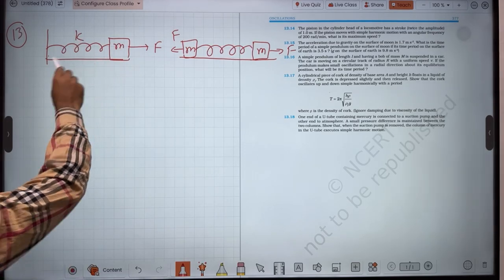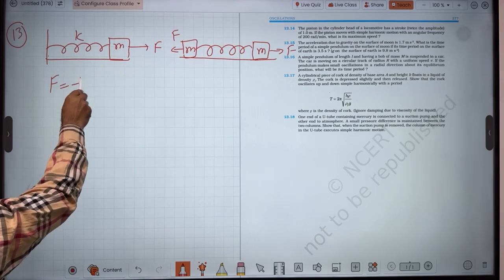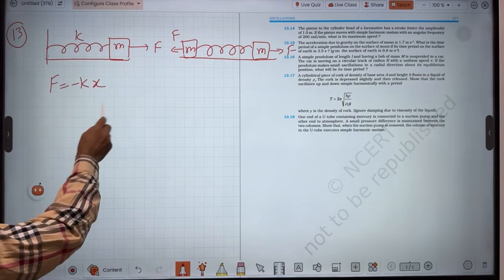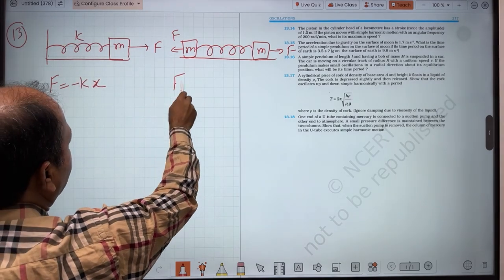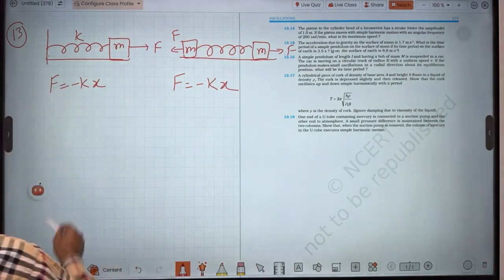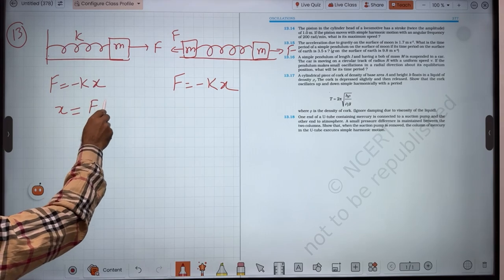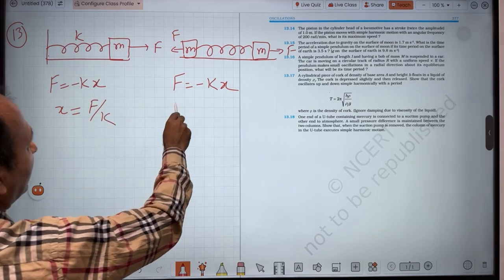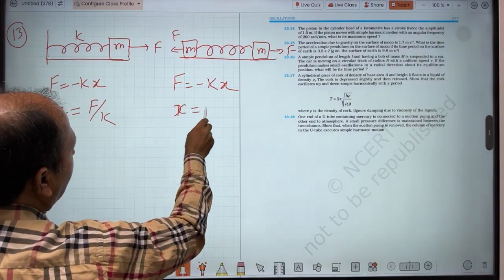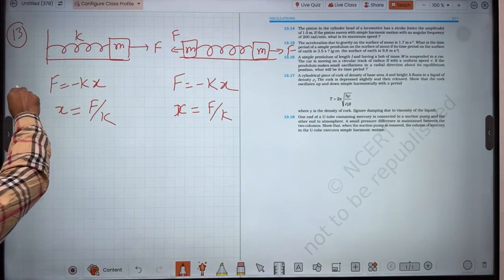So in both the cases you will observe that F equal to minus Kx will hold. Here also F equal to minus Kx. It means x will be, in magnitude, F upon K. x equal to F upon K. So this is the first case.